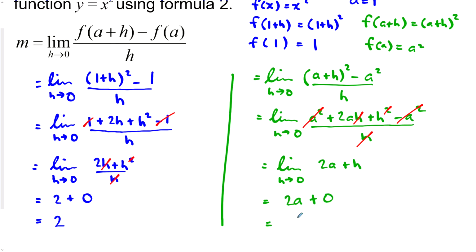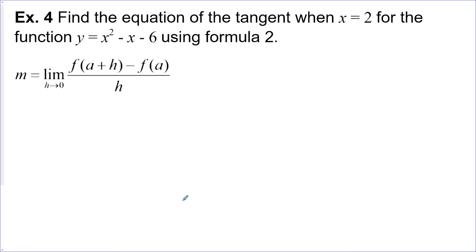And now we can put in a is equal to 1, and we would get 2 times 1, which is 2. So it did work. We can put in the a value at the beginning, or we can put in the a value at the end. Find the equation of the tangent when x equals 2 for the function y equals x squared minus x minus 6 using formula 2. So here we would have the limit as h approaches 0, and a would be 2, so let's do f at 2 plus h minus f at 2 all over h.